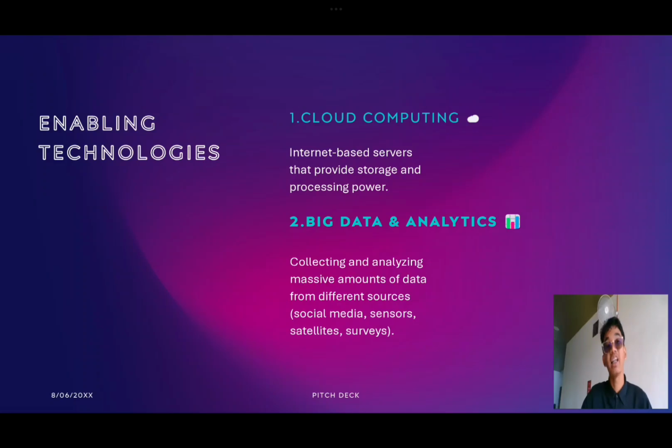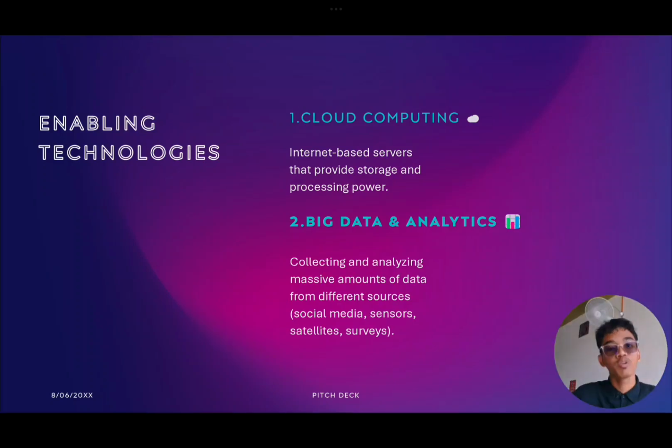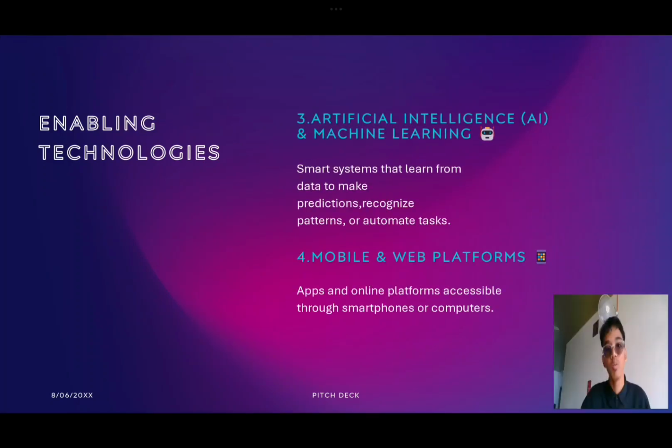And then we have big data and analytics. It is the collecting and analyzing of massive amounts of data from different sources like social media, sensors, satellites, and surveys. We also have artificial intelligence and machine learning. They are smart systems that learn from data to make predictions, recognize patterns, or automate tasks. This can help to save time.